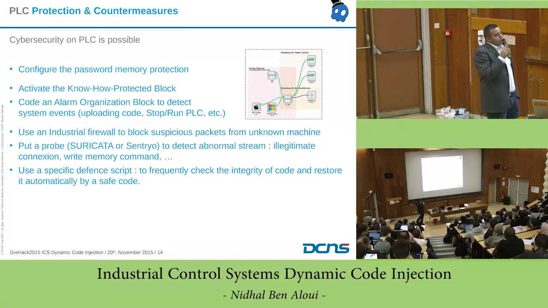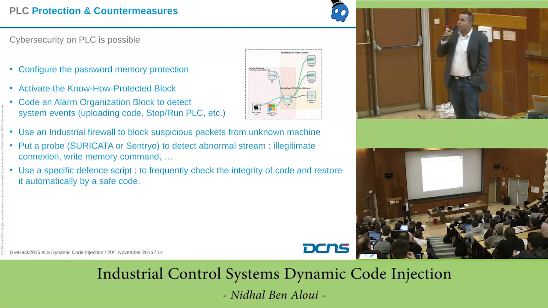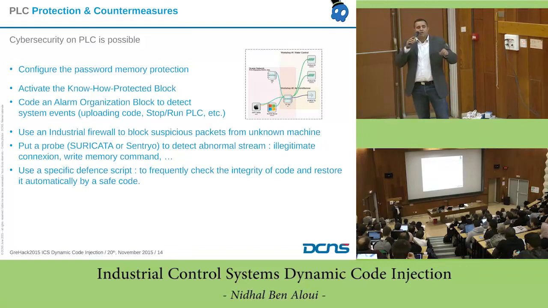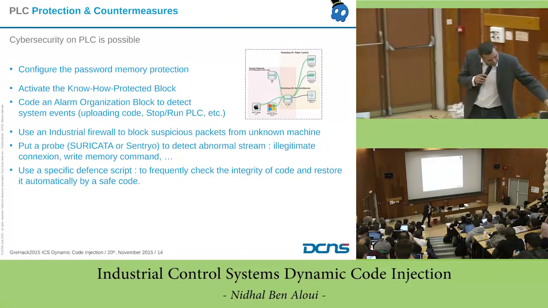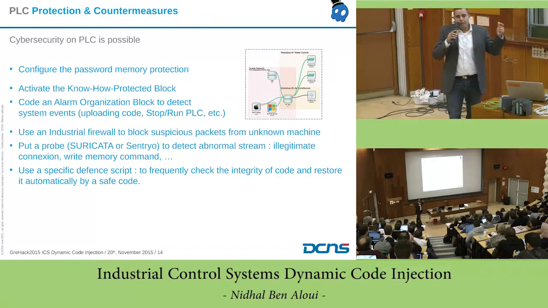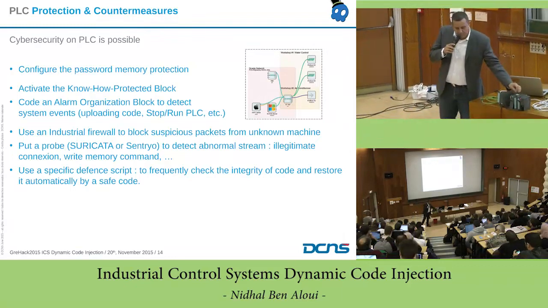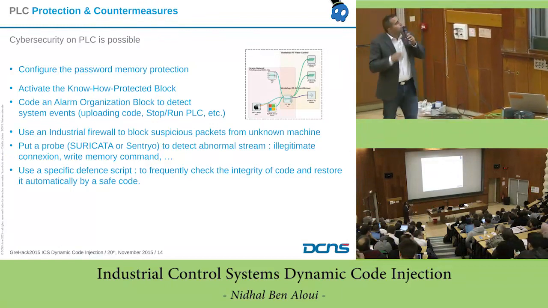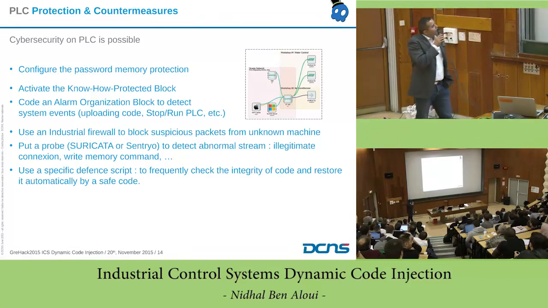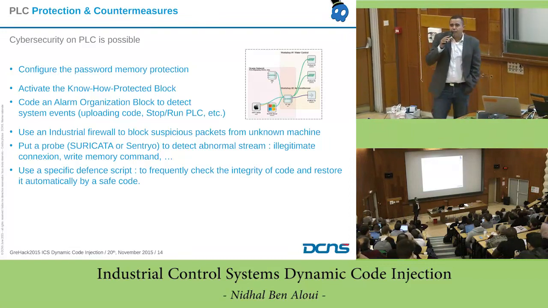We can also use another configuration in the PLC, called the alarm organization block. This is a specific block in which we put some actions, and for example, when we try to eject the SD card, we have the alarm OB which catches it, and the information will be sent to the development machine or another server. We have some examples of events that we can catch with the organization block: uploading code, stop, run PLC, something like that, modifying the IP address.